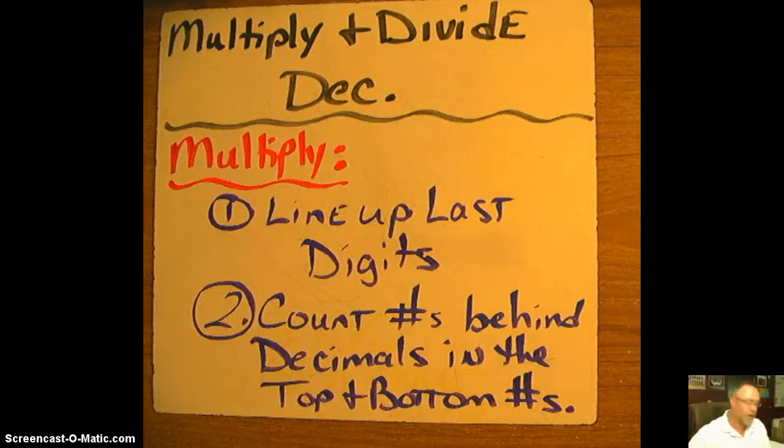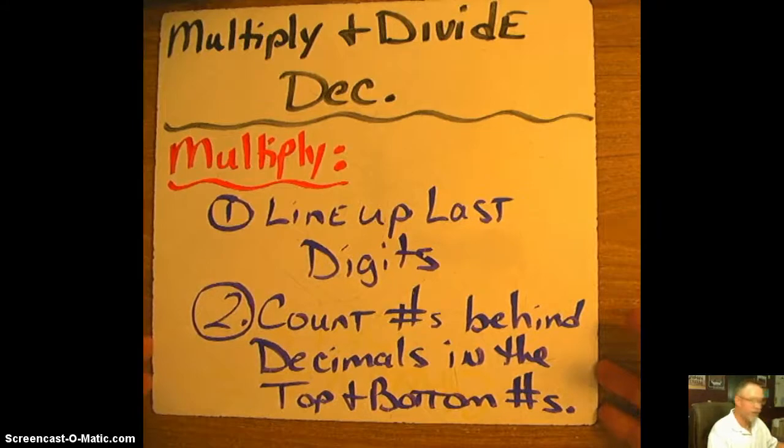So as you look at that, that's kind of where these two big steps are. To set up your problem, and once you've multiplied, when you get your answer, you're just straight multiplying, and then look at the numbers behind the decimals. And we'll show you that in some of the examples.